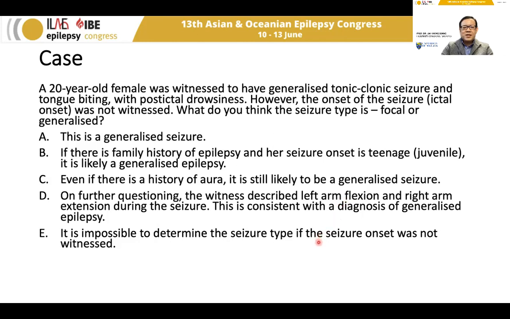E, it is impossible to determine the seizure type, which is also wrong, because if we have the EEG, we have the neuroimaging findings, or if we found focal neurological deficits, then this will be helpful as well. Therefore, the most correct answer in this MCQ will be B.